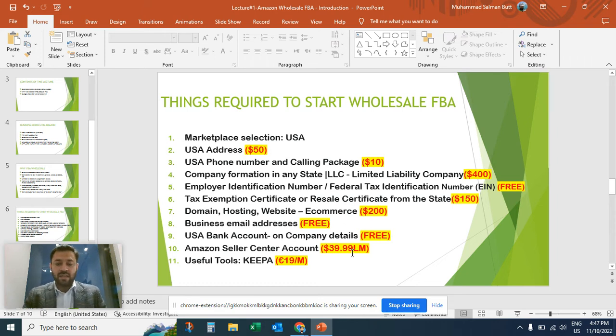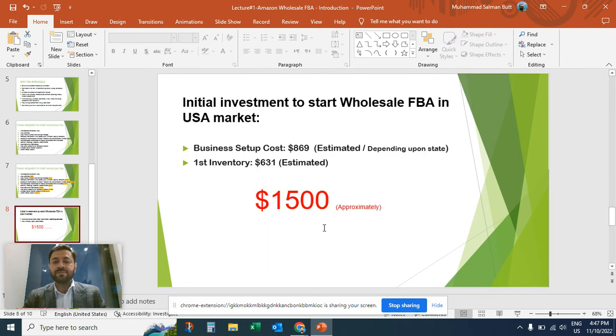Then the monthly Amazon seller account fee will be around $40, and Keepa charges will be 19 euros. That is also, I think, equivalent to $19. We can use the tool on a sharing basis also with 2 or 3 people, then it will reduce your cost as well. So if I sum up all these things, it will be $869. I will say this is our business setup cost. In $869 we can arrange everything that is required to start a wholesale FBA business.